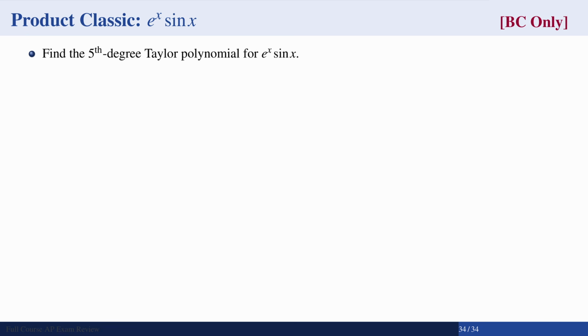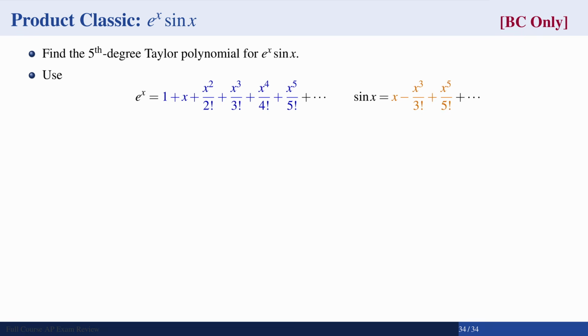Okay, the last thing that I want to talk about, literally the last thing in AP Calculus at this point, is how you can find the product of a bunch of series. So you can actually just multiply Taylor series. So for example, here, what I want to do is find the 5th degree Taylor polynomial for e to the x times sine of x.